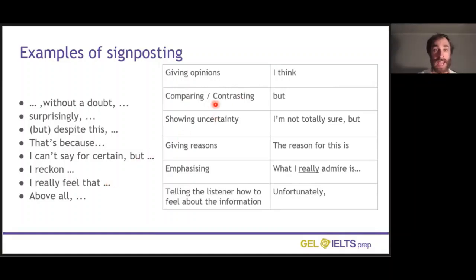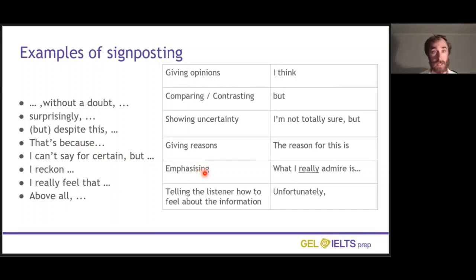We have comparing and contrasting. Despite this is an expression of comparing and contrasting. Showing uncertainty, we could have I reckon and I can't say for certain, but. So both of these expressions tell the listener that I'm not 100% sure about the information I'm saying. Giving reasons, well, we have that's because. So this gives the reason for something.